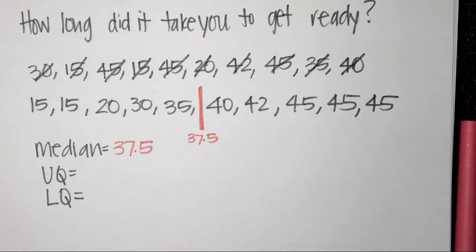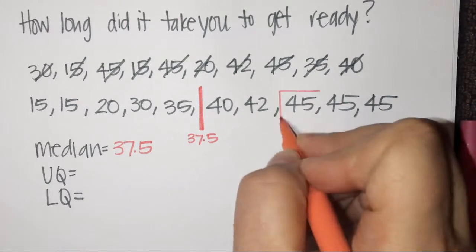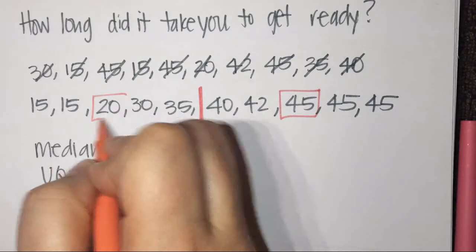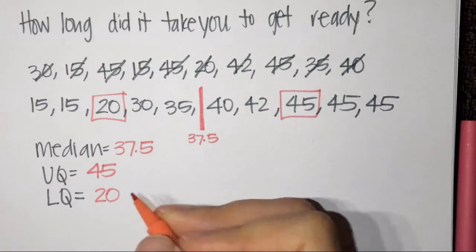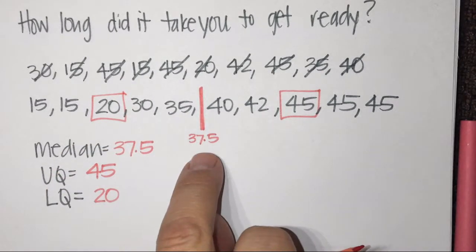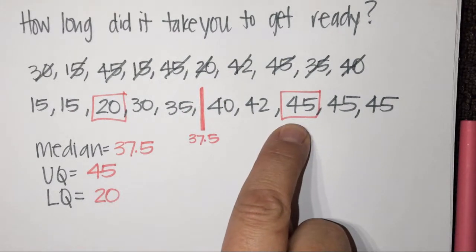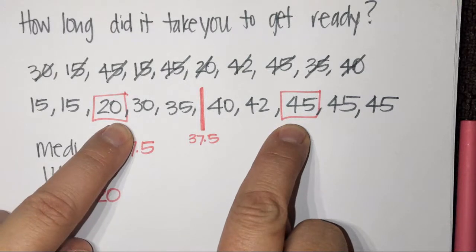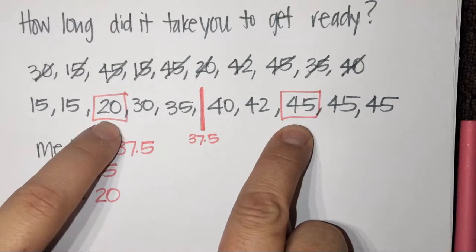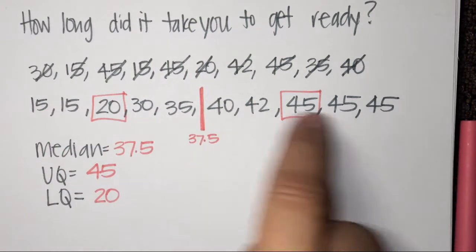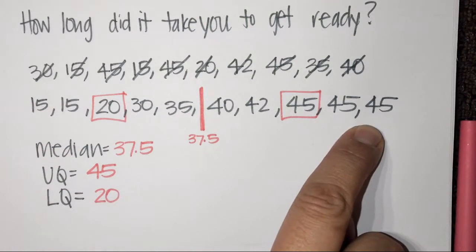What about my upper quartile? It's the middle of my upper half. 45. 45, okay. 20. And my lower quartile? 20. 20, very good. It's the middle of my lower half. And for those of you that were out last week, what I just did was I found my median, and then I found the median of the upper half, and the median of the lower half. That's my upper quartile and lower quartile. Okay, because now it's divided my data into 1, 2, 3, 4 sections, which are quartiles.